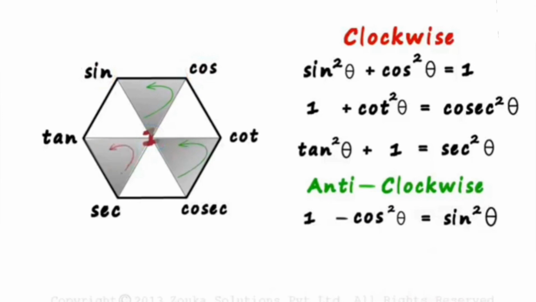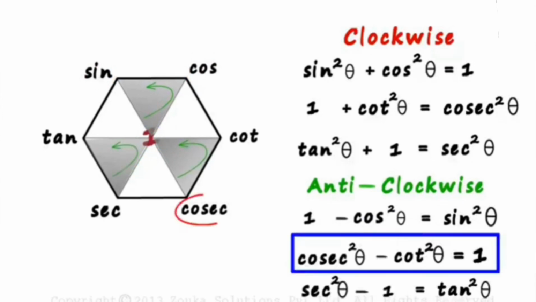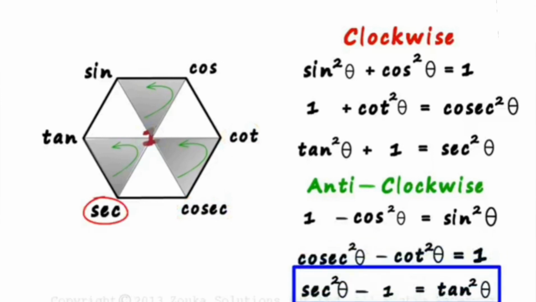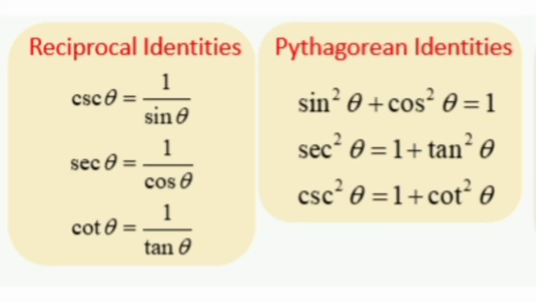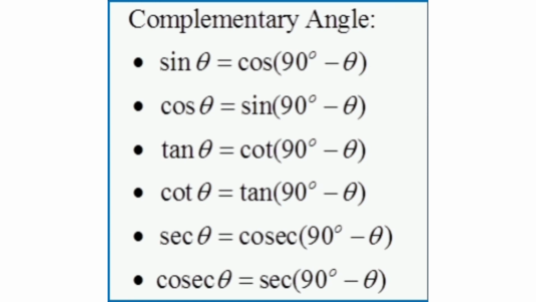And then when we move to the second triangle, it is the same. Cosec square theta minus cot square theta is equal to 1. And then in the third triangle, sec square theta minus 1, which is equal to tan square theta. There are a lot of formulae in trigonometry, but we have learned the following formulae. These formulae are important for 10th class, and see you in the next video. Hope you enjoyed the video.